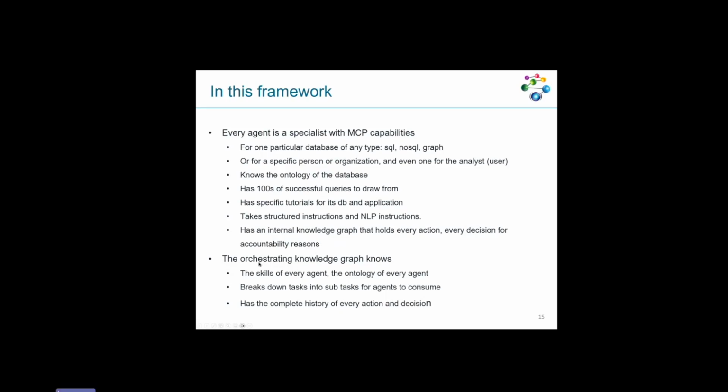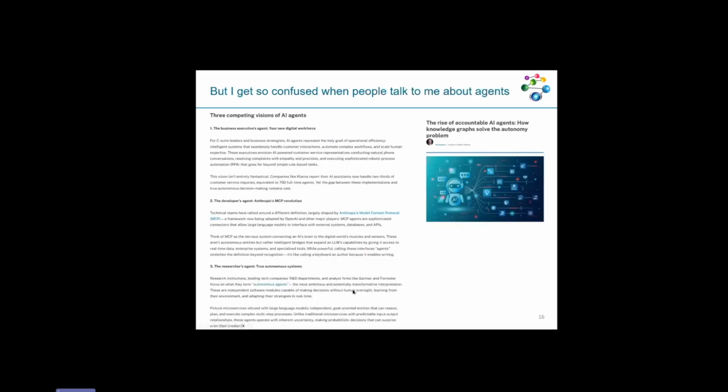And then at the heart of it sits an orchestrating knowledge graph, AllegroGraph, that knows the skills of every agent and the ontology of every repository. Sorry, I made a mistake here, right? So when it gets a big question in, it knows what agents to ask to do something or what repository we might need, right? And so then it gets a challenge, it breaks down the task into subtasks, and it has a complete history of every action and decision, again, for accountability reasons.